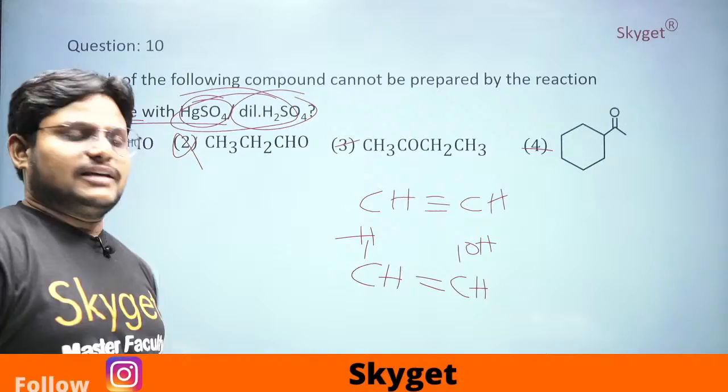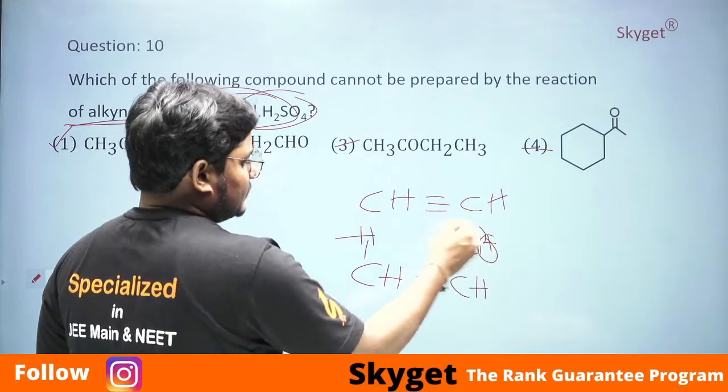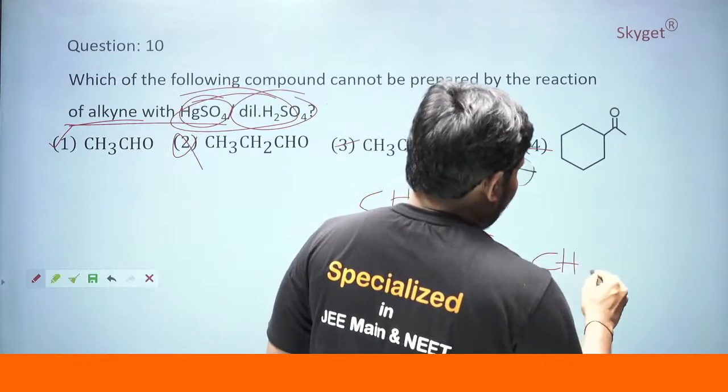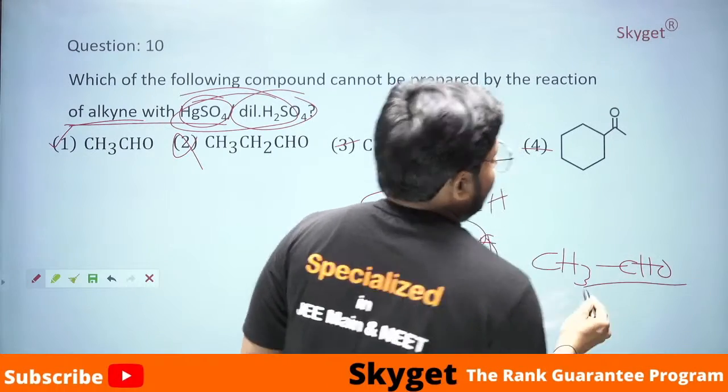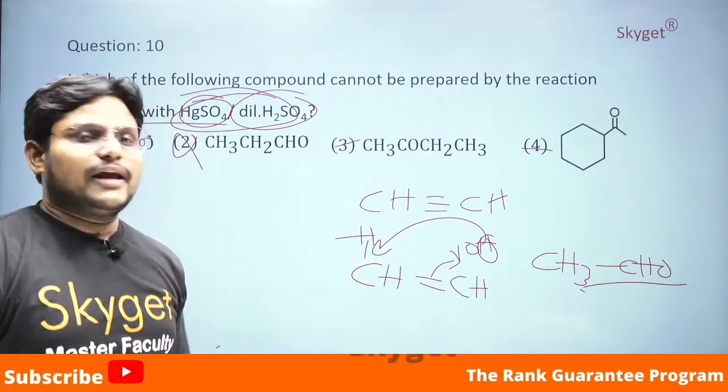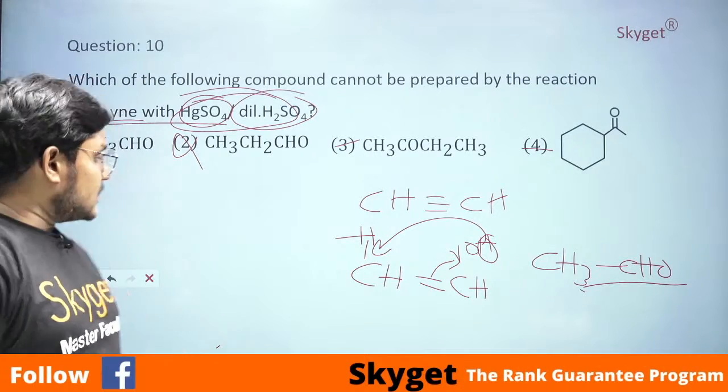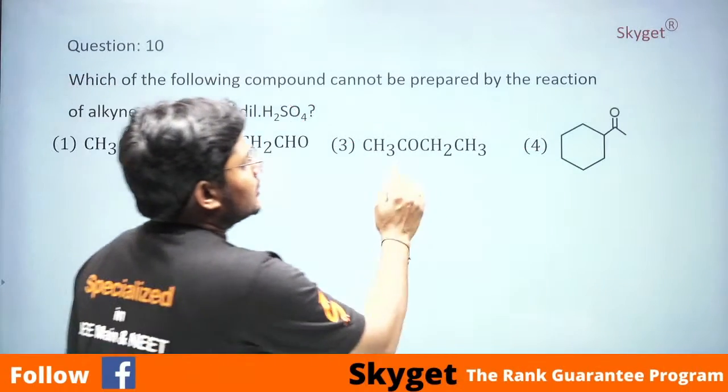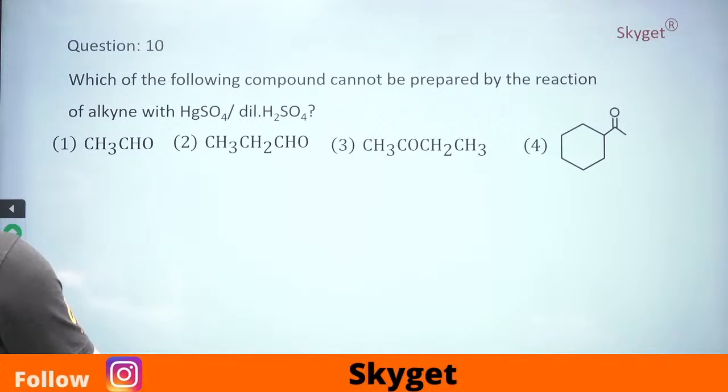If you rearrange this, what will happen, students? This bond will go, and this hydrogen will come to this side. So what you will get? CH3 CHO you can get, students. CH3 CHO.